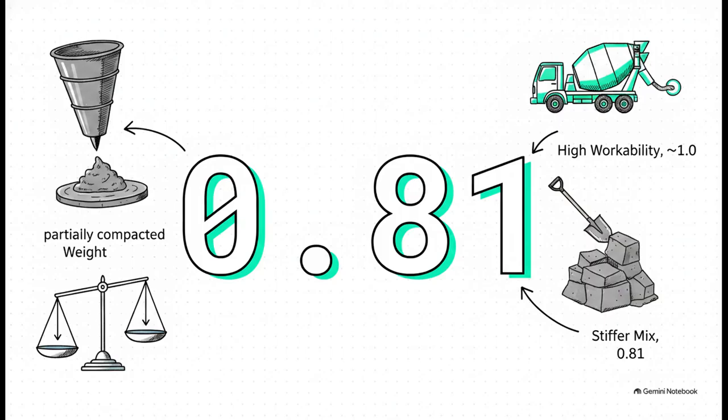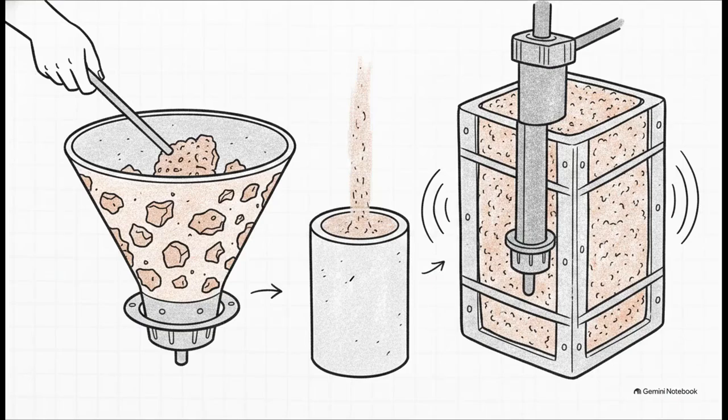It's a really crucial concept to grasp that a compacting factor closer to 1.0 means you have a highly workable fluid mix. A lower factor, like our 0.81 here, signifies a stiffer mix, perfectly demonstrating that it naturally resists easy compaction. Keep these compacting factor limitations in mind for your exam summary.